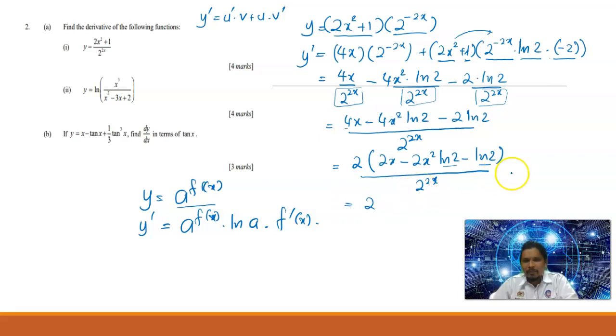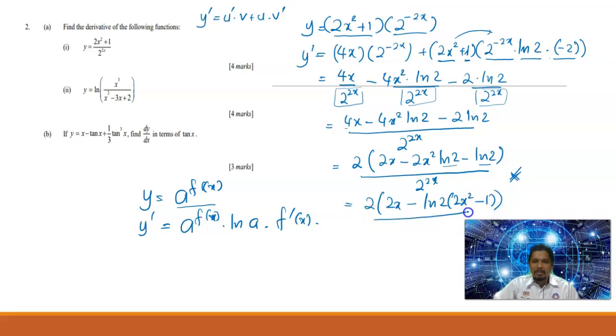Class, I think that for the time being, if you get this one, that is more than enough, okay? But then according to this one here now, it is 2x minus natural log of 2 multiplied with 2x squared minus 1 and divide by 2 to the power of 2x. There you go.